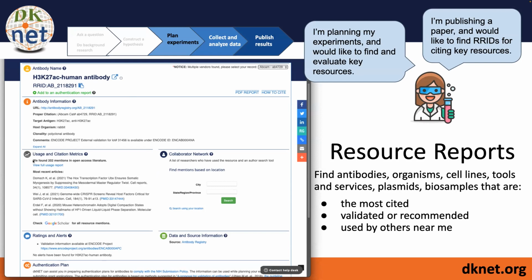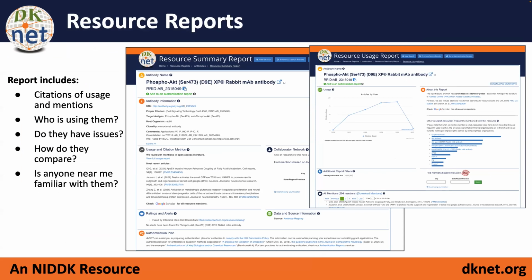We then have, for example, usage and citation metrics, potentially finding collaborators, people who have used this antibody that may be near you, and then also looking at performance information. So, for example, here we notice that this antibody has validation information available at the ENCODE project. So this is a report that's been brought together with information from a number of different resources, and this is what the RIDs power.